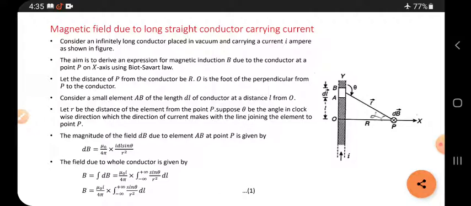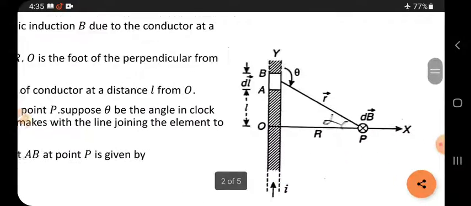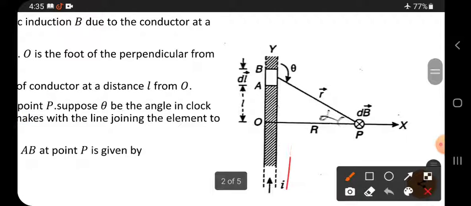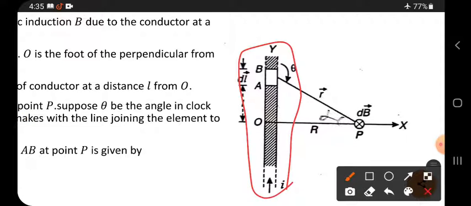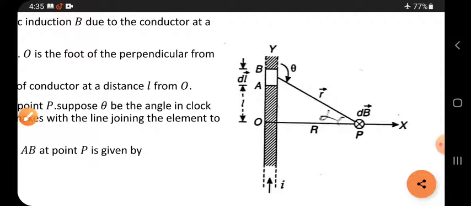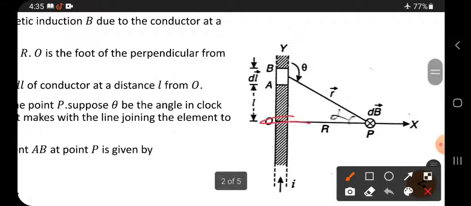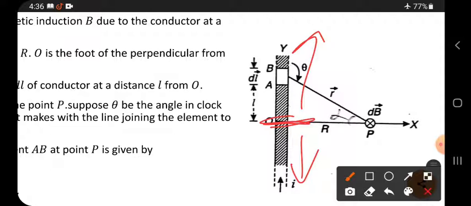Now see the diagram. It is a long straight conductor. For this, we have taken an exact middle point, which means this side is of infinite length and this side is also of infinite length. From this middle point, at a distance L, a small element length of this wire is taken. That small length is denoted by dl, and its points are A and B.